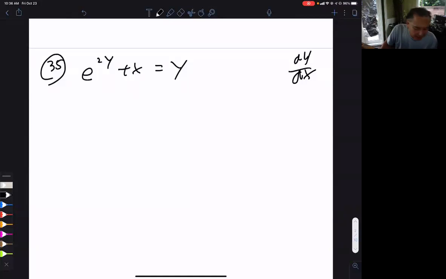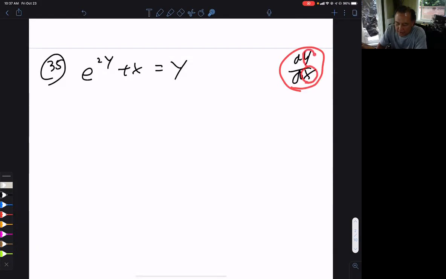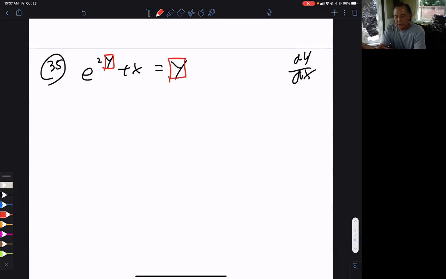This is section 3.8, number 35, and we are doing implicit differentiation, and they want dy/dx. It's important to know that because that tells us x is our variable, y is our function. So you have to realize we have a function here and a function here that's not a variable. So we have to take the derivative of both sides, and I have e to the box.